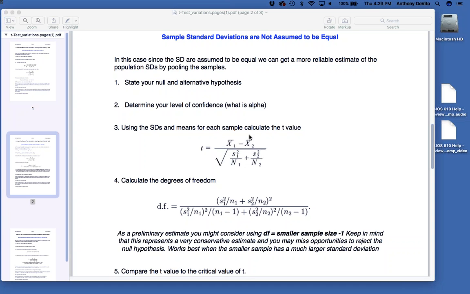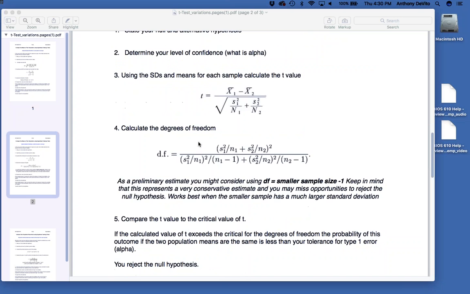Again, we're dividing our standard error into our difference between the two means. That gives us our t-score, and depending on the degrees of freedom, we can decide whether or not that t-score is big enough or not. Now, there's one little curveball here. Now we have to determine what the degrees of freedom are. Before, when we were assuming equal variances, it was just n1 plus n2 minus 2.